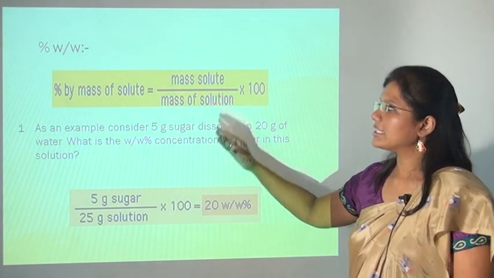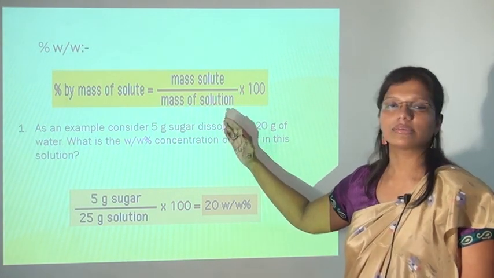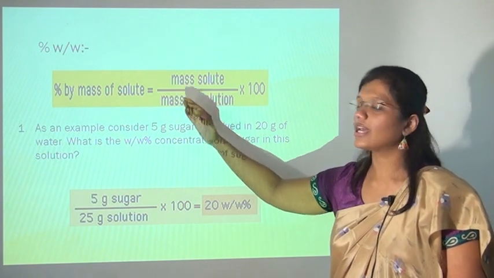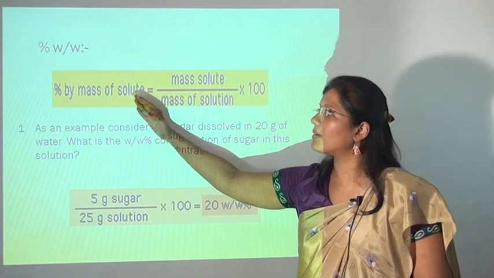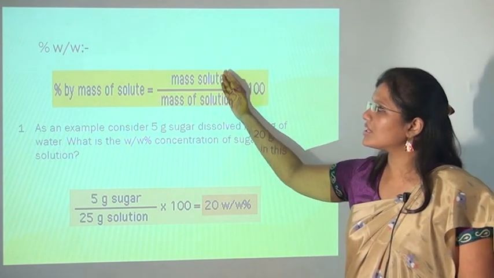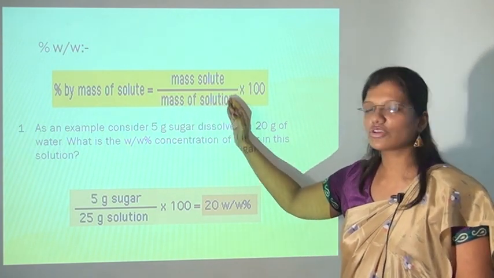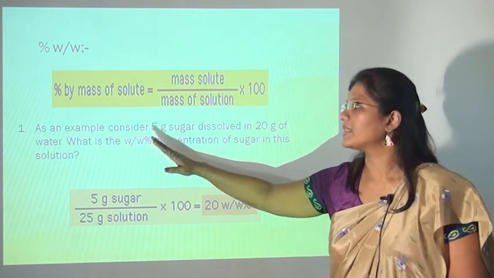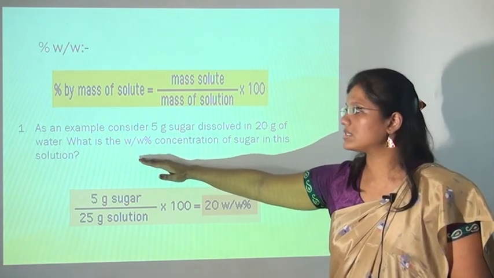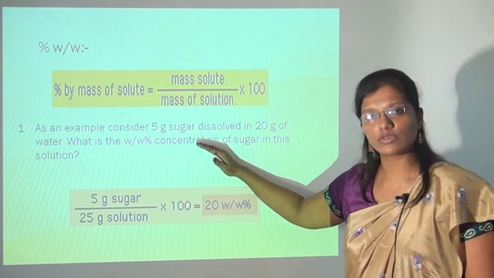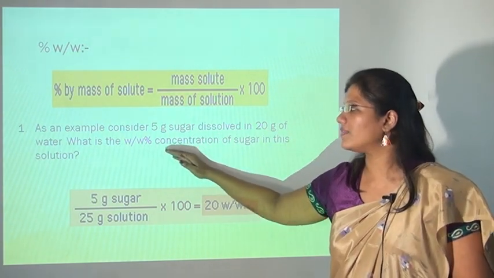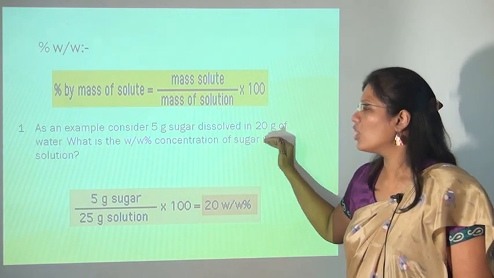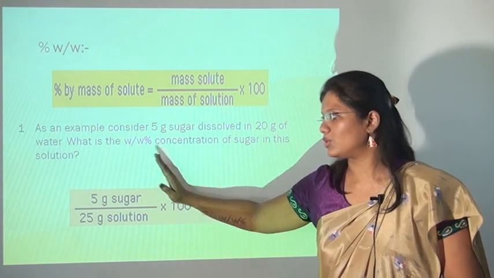In the same way, the third term is percentage weight by weight. If you have to calculate this, you can use this formula: percentage by mass of solute is equal to mass of solute divided by mass of solution into 100. Here is an example. Consider 5 grams of sugar dissolved in 20 grams of water. What is the weight by weight percentage concentration of sugar in this solution?